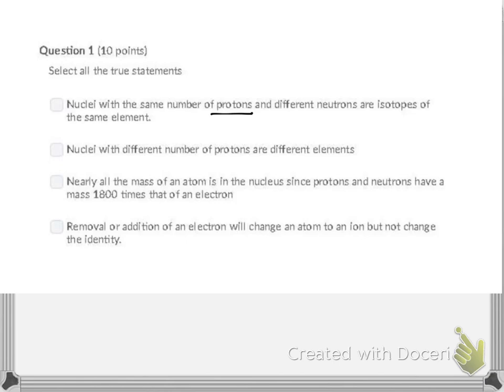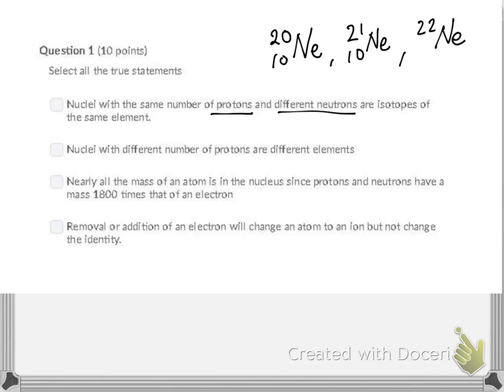Okay, so all of these statements will be analyzed. Nuclei with the same number of protons and different numbers of neutrons are isotopes, and that's our definition of an isotope. When we looked at neon here, all of the neon nuclei shown have the same number of protons, which is 10. They just differ by the number of neutrons. The top number is the sum of the number of protons and neutrons. It's absolutely true.